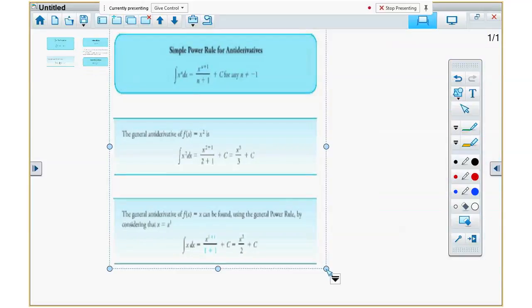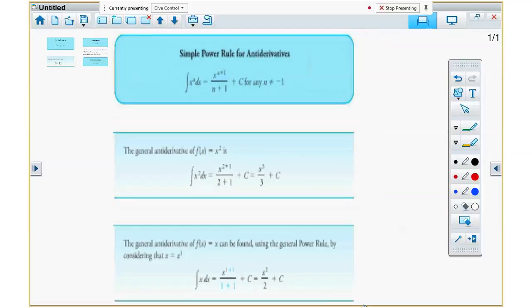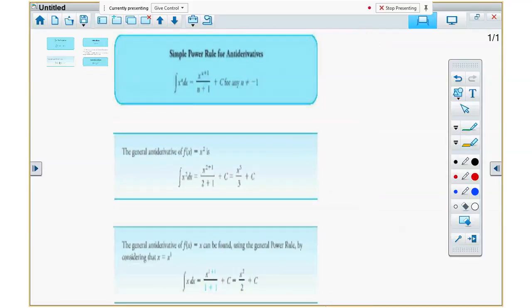All right, and this is what we did yesterday. So, on the simple power rule, x to the what? In the very beginning, the integral of x to the n dx is equal to x to the n plus 1 over n plus 1 plus c. And we did that yesterday. We did 3 or 4 problems like that yesterday.